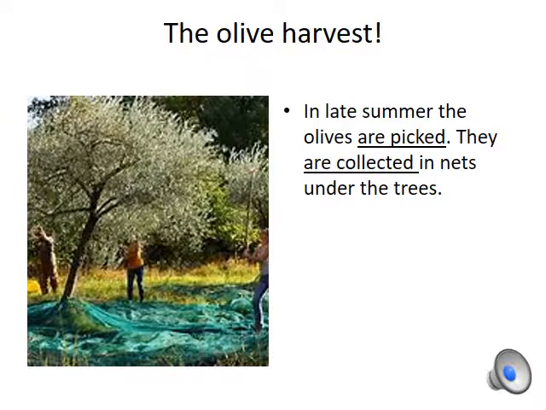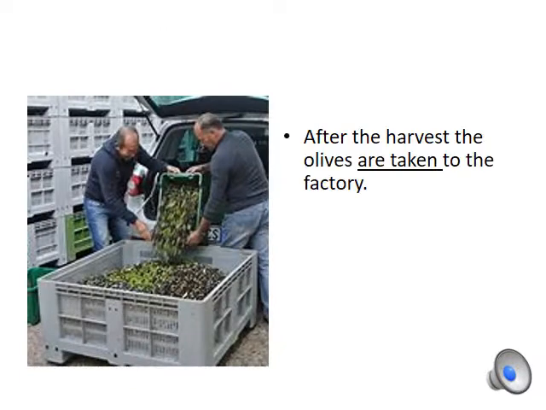The olive harvest. In late summer, the olives are picked. They are collected in nets under the trees. Farmers pick the olives. After the harvest, the olives are taken to the factory.